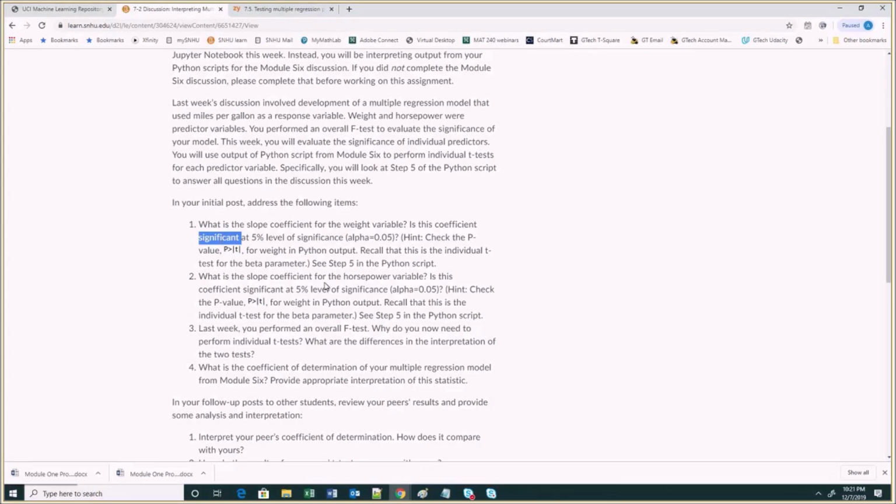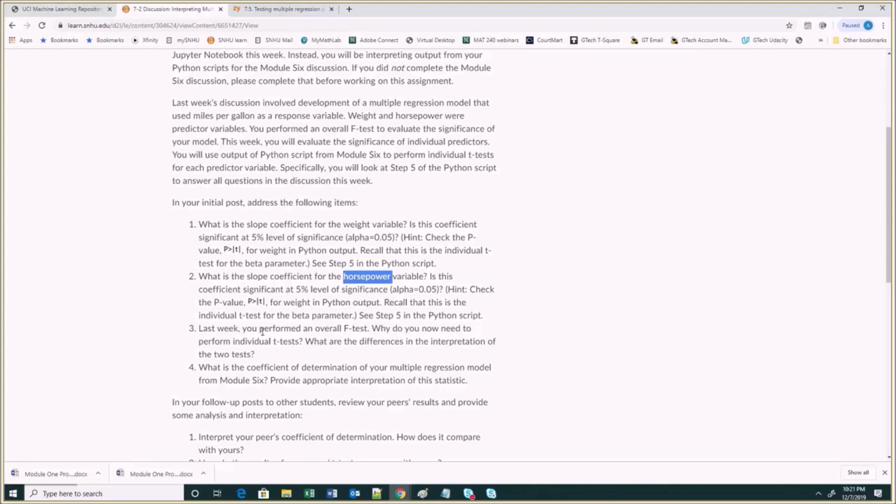Similarly, what is the slope coefficient for the horsepower variable? Again, you will look at the p-value for horsepower, and if the p-value is less than 5% or 0.05, you will reject the null hypothesis that the beta estimate for horsepower is 0, meaning that it will be non-zero, and so this will also be significant in the model if your p-value is less than 0.05.